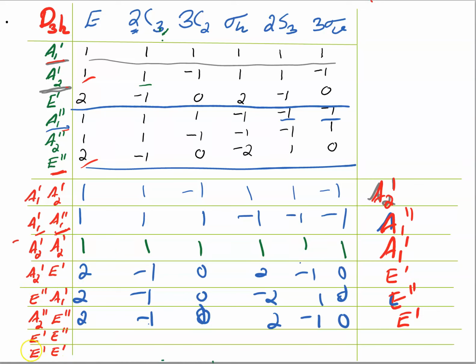Next, we are multiplying two-dimensional representations, E dash and E double dash. Multiply. E dash, 2 into 2, that is equal to 4. Okay. Next, minus 1 into minus 1. That is 1.